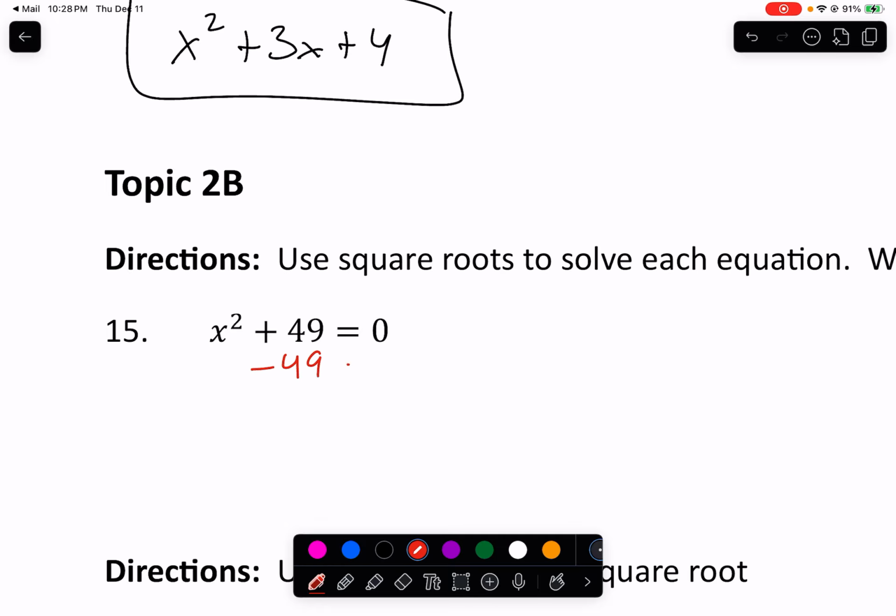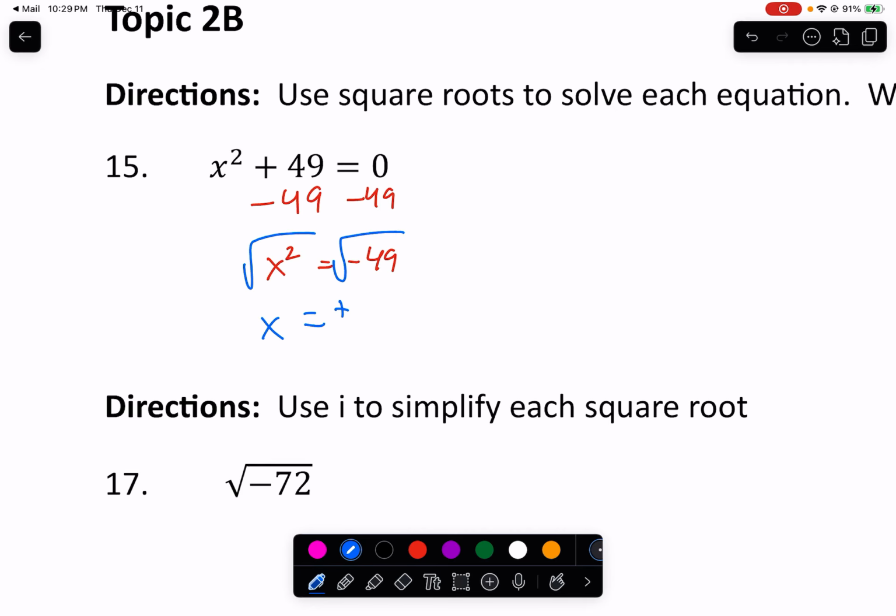So we're going to subtract 49 from both sides. So we get x squared is equal to negative 49. Now to get rid of the squared on the x, we're going to take the square root of both sides. When you add in a square root symbol, you also need to add in plus minus. So I get x is equal to plus minus the square root of negative 49.